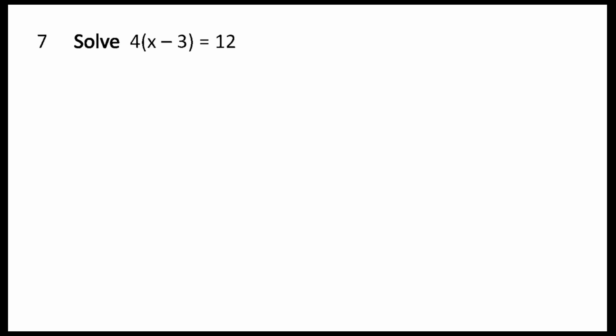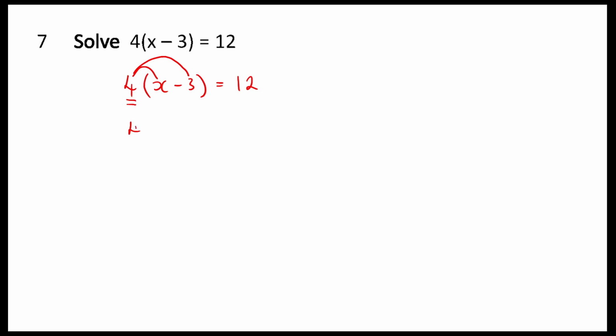Question 7 will always be a solve an equation which has a bracket in it. So this is very similar to what we've seen already. However, we need to expand a bracket before we can start solving. So we want to solve 4 lots of x minus 3 is equal to 12. Let's first expand the bracket. So this 4 at the front wants to times by the x and wants to times by the minus 3 at the end.